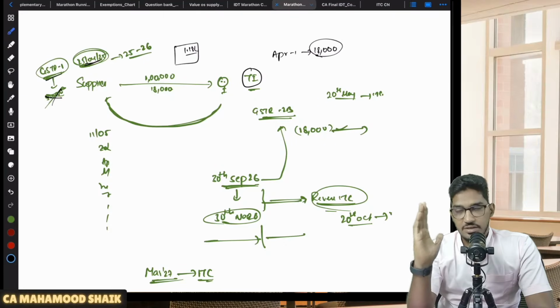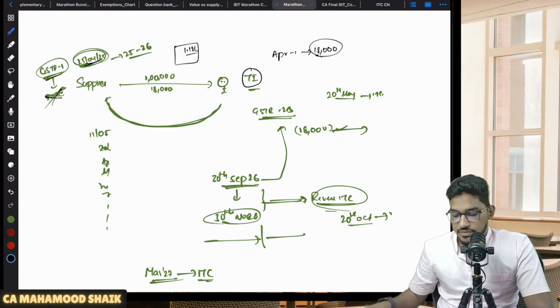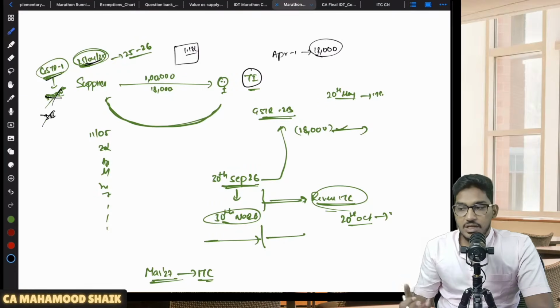So that's why he has filed his GSTR 1. And it was reflected in the recipient's GSTR 2B. And the recipient, you are one such recipient, you claimed input tax credit. But this fellow did not file the GSTR 3B for the month of April. 3B, he did not file it.